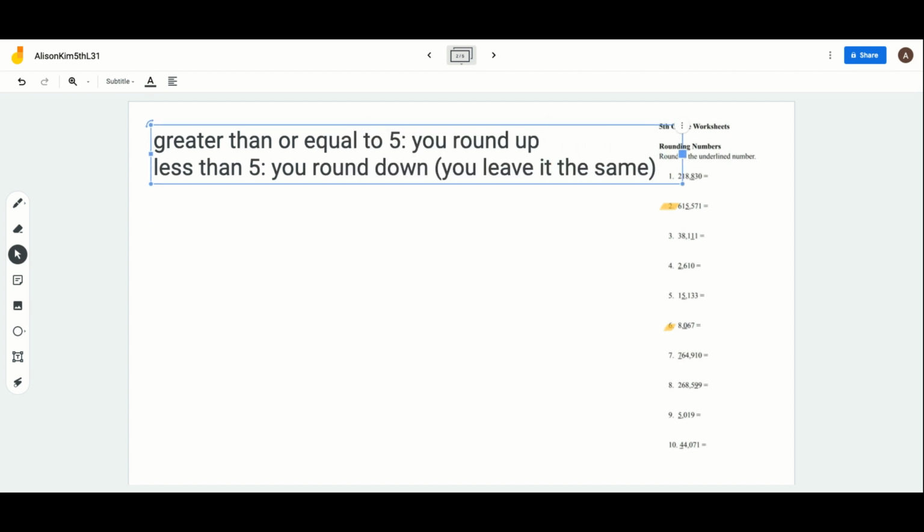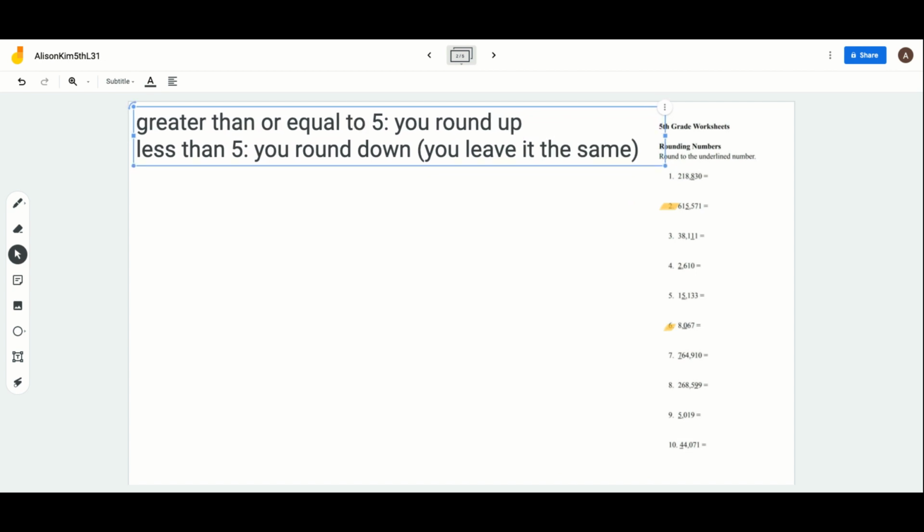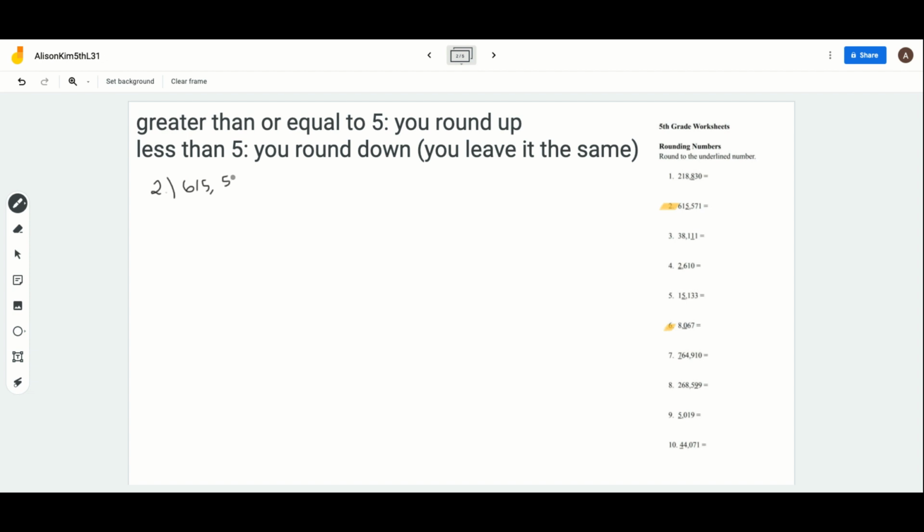So let's do number 2 and number 6 together. Number 2 gave us 615,571. And the problem shows us that the first 5 was underlined, and that is the number that we have to round. So in order to round this 5, we have to look at the number behind it, or to the right of it, which in this case is 5. And 5 is equal to 5, so we need to look at the top rule, which says that if it's greater than or equal to 5, then you round up.